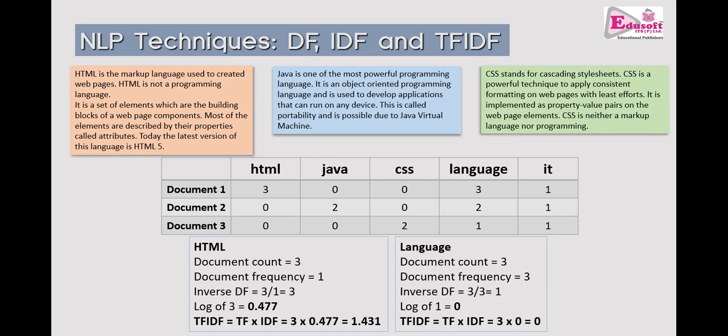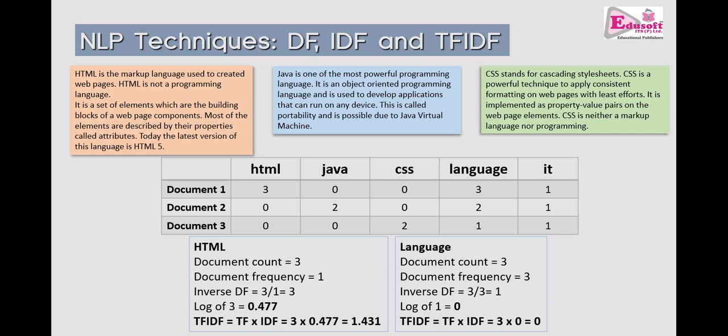Log is taken. After that, you multiply term frequency with inverse document frequency. For HTML, the term frequency was 3. HTML was appearing 3 times in document 1, so I have taken 3 here, and it is multiplied with the IDF. That gives me 1.4. 1.4 is the TF-IDF of HTML in this corpus. Similarly, I have done it with language.